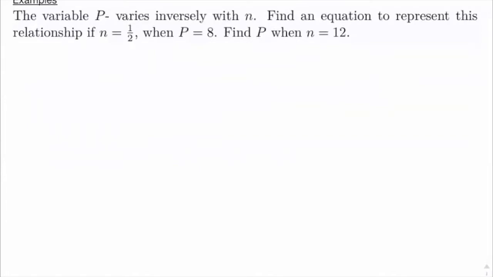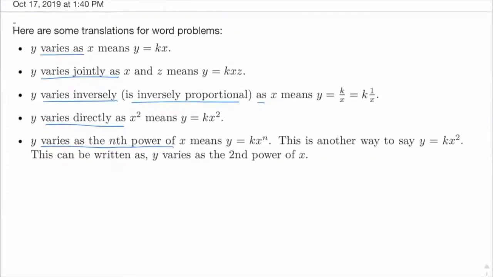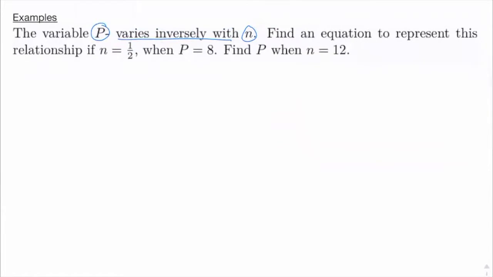The variable p varies inversely with n. If you notice, you should have already picked up on the keywords varies inversely with. The variables that we're going to use are p and n. From the translations that you read above, hopefully you can see that the equation we want to use here is p equals k times 1 over n, because that's the equation that we use when we see the words varies inversely. Okay, so now there's our equation.